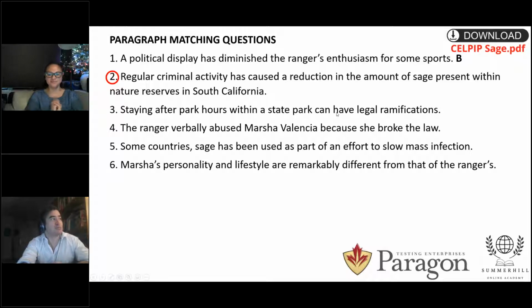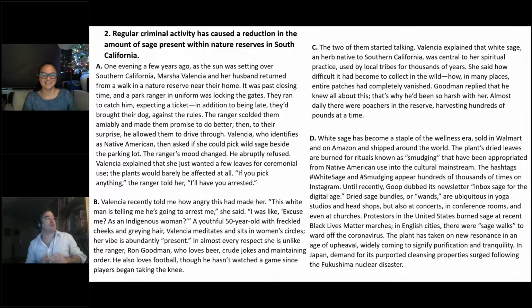Let's go to number 2. Which paragraph? Regular criminal activity has caused a reduction in the amount of sage present within nature reserves in South California. We've already done a little bit of skimming. That's a mouthful.